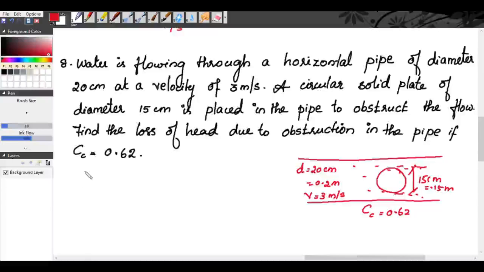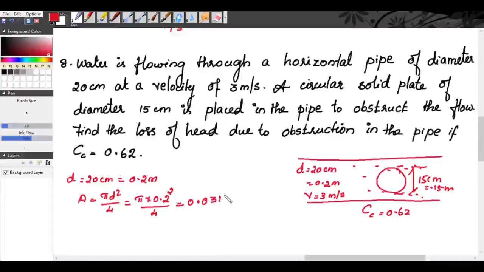Now, the given data are D is given as 20 centimeter, that is equal to 0.2 meter, from which we can find the area of the pipe. Area of the pipe is pi D square by 4. We get pi into 0.2 square divided by 4. So area of the pipe is equal to 0.03141 meter square.